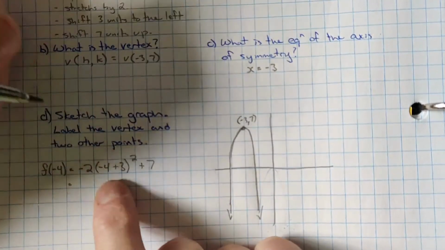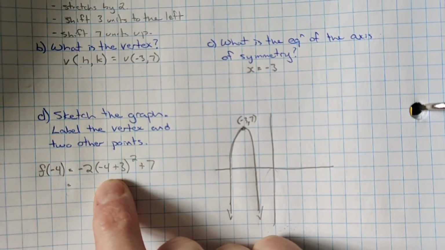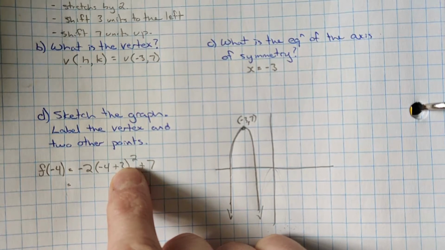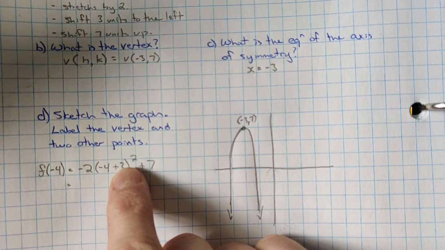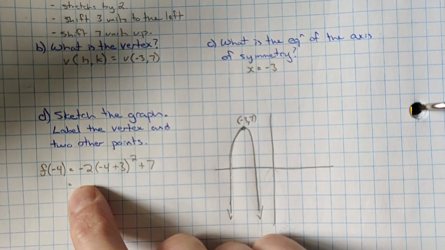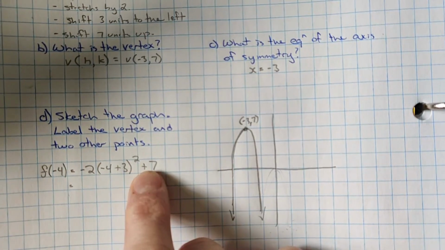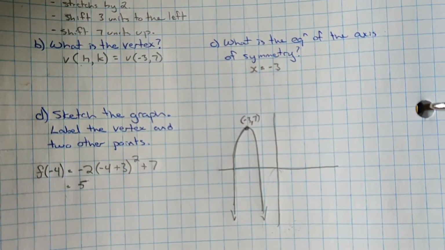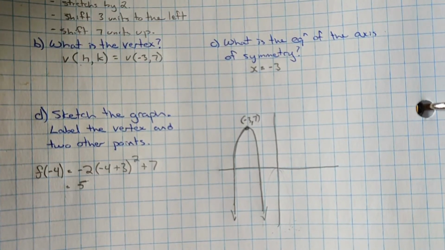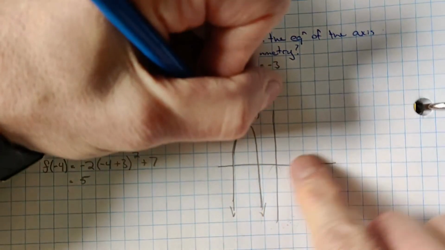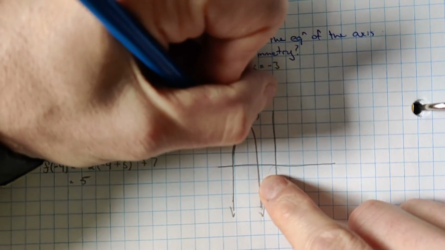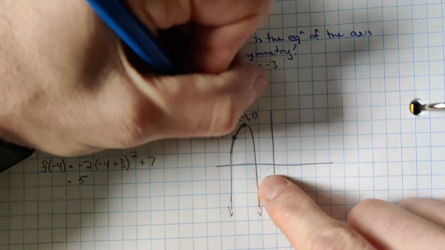Solve that. -4 plus 3 is going to give me -1. -1 squared, that's just 1. 1 times -2 is -2. Plus 7 is going to give me 5. Done. And now here's the beauty of these graphs. Because I got that point, -4, 5, I'm just going to say it's right about here, -4, 5.